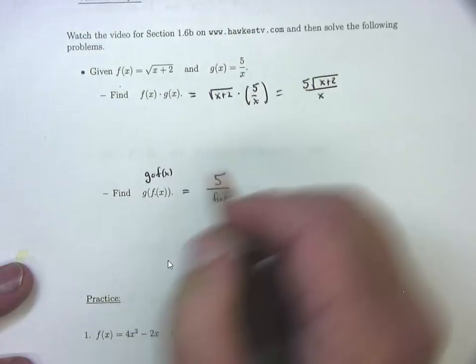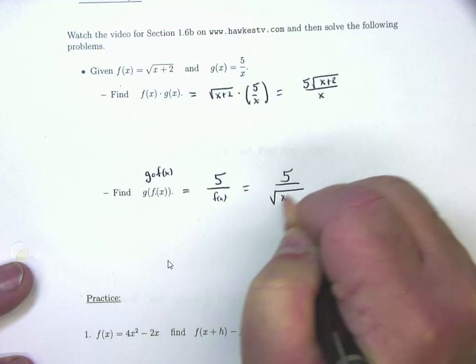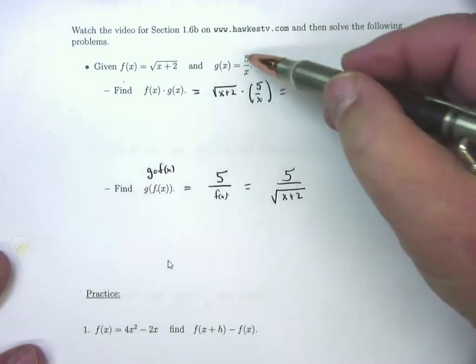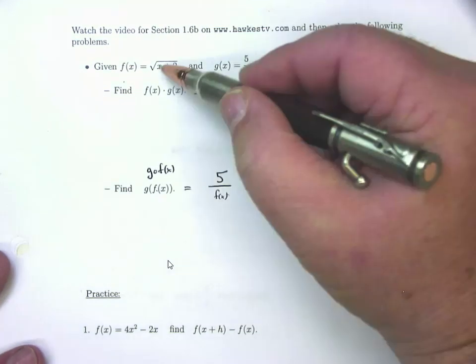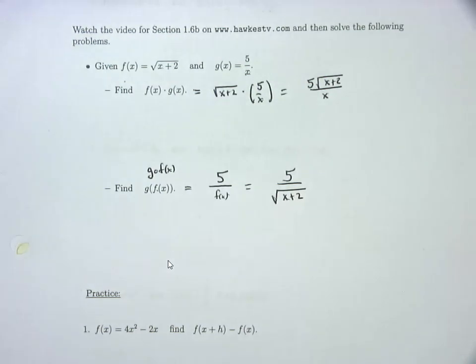Now what is f of x? That's the square root of x plus 2. So if you look at this, what you really did was look at the g function, he was in charge, so it's going to look like 5 over the square root of x plus 2. You replace the x with the actual f of x function. This is what g of f of x is. Putting one function into the x of another function, okay?